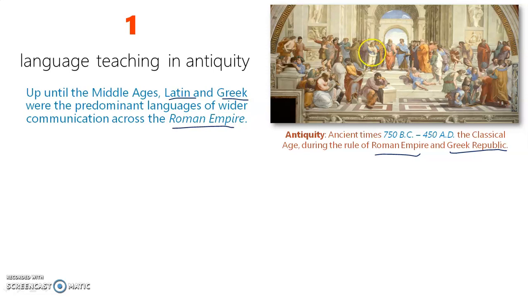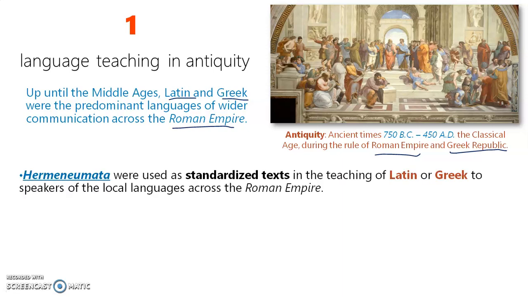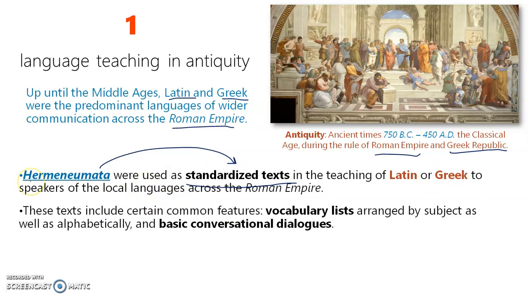You know that age was the age of philosophers, educators, etc. Philosophers like Aristotle, Plato, Socrates, etc. During that time, in order to learn the language, which is Latin or Greek, educators used the hermeneumata, which means a set of standardized texts, that is a fixed set of texts in which Latin or Greek was taught to learners.